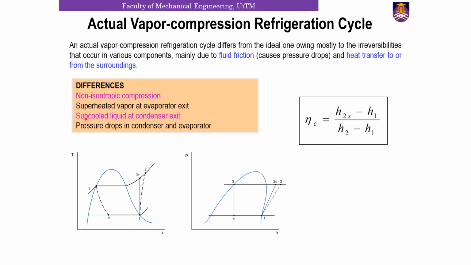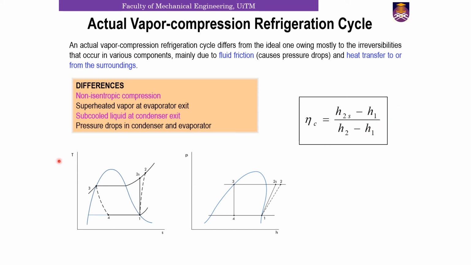And you can also have subcooled liquid at the condenser exit. So instead of being saturated liquid, this point might shift slightly out from the dome line here, so then it becomes subcooled. You can also have pressure drops in the condenser and evaporator, similar in both the ideal and actual vapor compression refrigeration cycle. So there are only two differences here, which are highlighted in pink. The other two are basically similar.